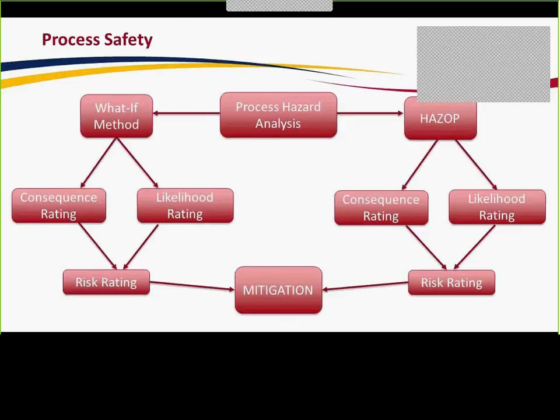In regards to process safety, we used a process hazard analysis using 2 methods, a what-if method and a HAZOP, to evaluate the hazards within our facility. Using both methods, we came up with a consequence rating based on the severity of a hazard occurring as well as the likelihood of that hazard occurring. Based on those 2 ratings, that gave us a risk rating. Depending on whether or not that risk rating was above our level of acceptable risk, we had to implement further mitigation, which led to a lot of the controls and bypasses that Liz just talked about.